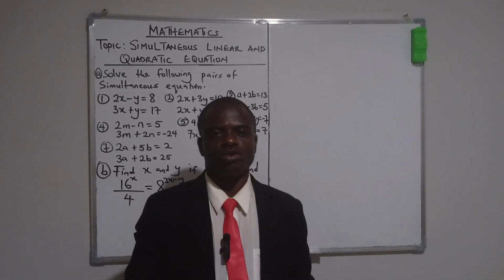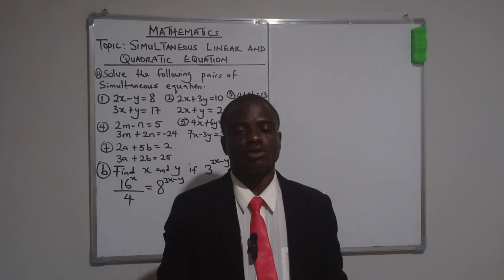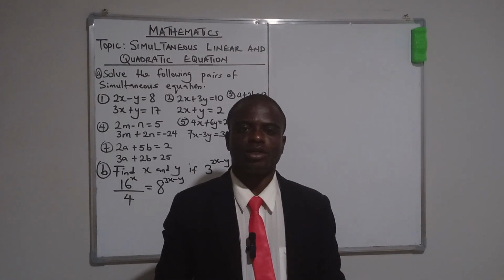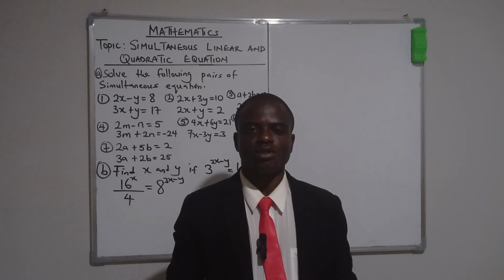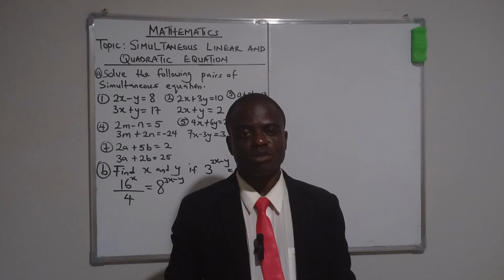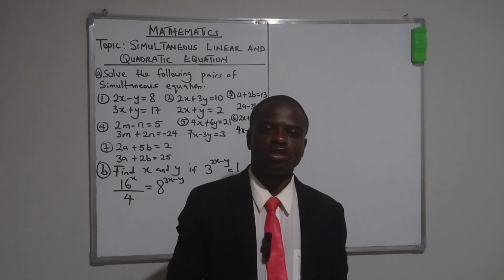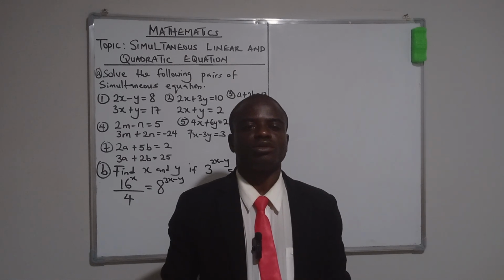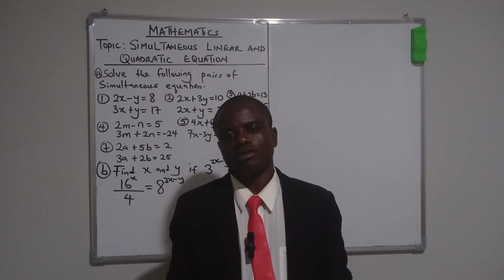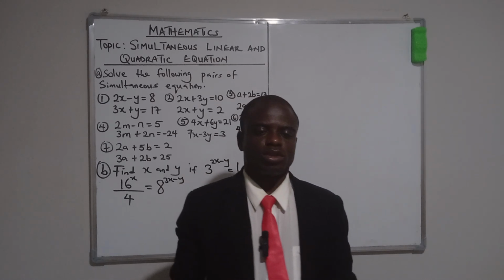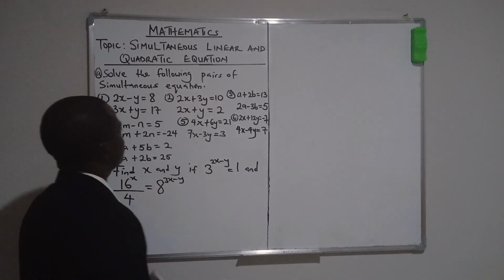Good day, students. Today I want to solve problems under simultaneous linear and quadratic equations. Let's look at how the question has been written so that we don't make mistakes in the course of multiplying equation 1 by the coefficient of x or y of equation 1 or 2. Is that okay? Now let's see.